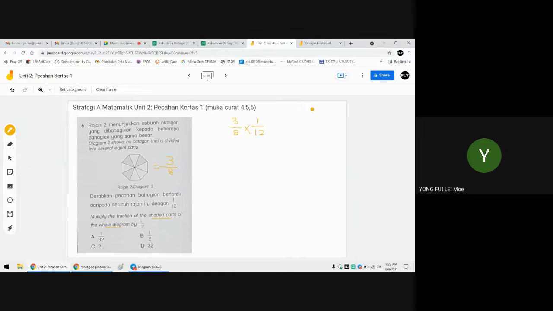How? 3 times 1, 3, 3 times 2, 6, 3 times 3, 9, 3 times 4, 12. So you look at this, 3 and 12. I'll use a red pen. So this becomes 1 and 4. 3 times 1 is 3, 3 times 4 is 12. So this is the simplest one already.